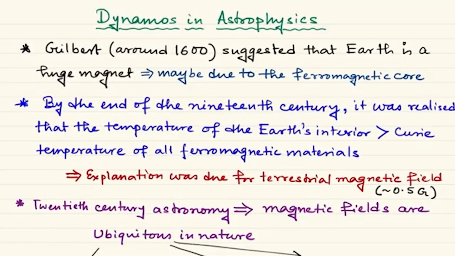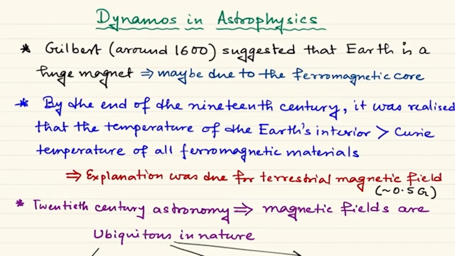For the first time it was Gilbert, who was by profession a physician of Queen Elizabeth, the first Elizabeth of course. He suggested around 1600 that Earth is a huge magnet. That was the first time that someone suggested that Earth has some magnetic property on its own, and he suggested that while explaining the directional properties of the magnetic needles or compass on Earth.